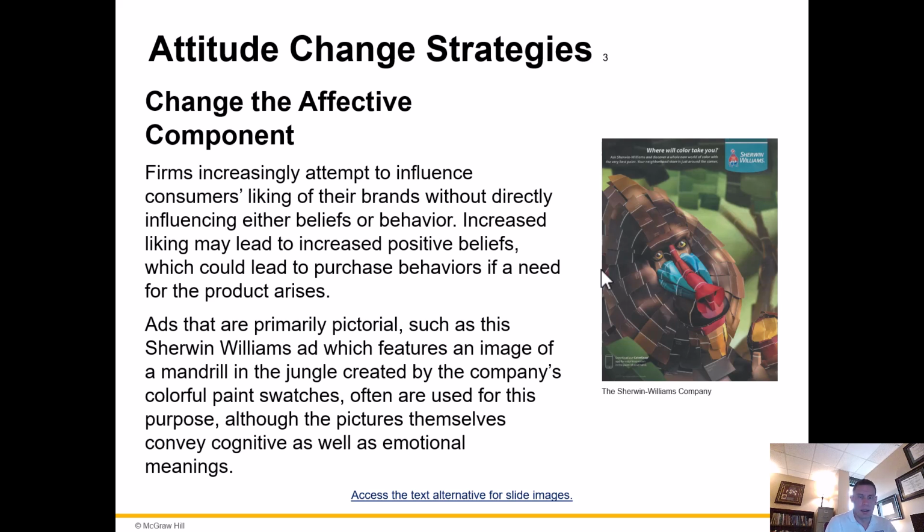Ads that are primarily pictorial, such as this Sherwin-Williams ad that we see in the picture on the right-hand side of our screen here, which features an image of a mandrill in a jungle created by the company's colorful paint swatches, often are used for this purpose, although the pictures themselves convey cognitive as well as emotional meanings.